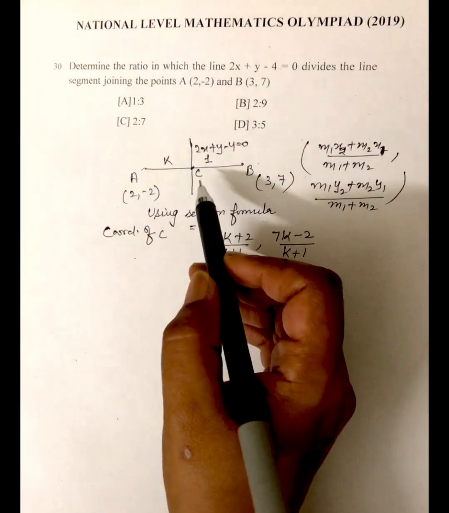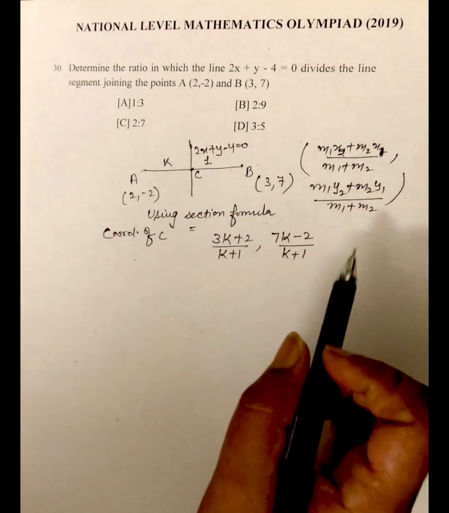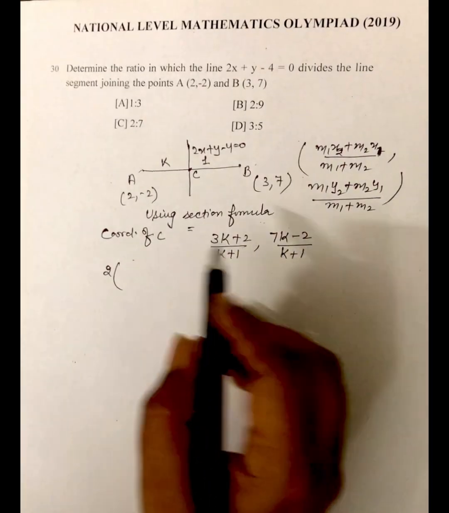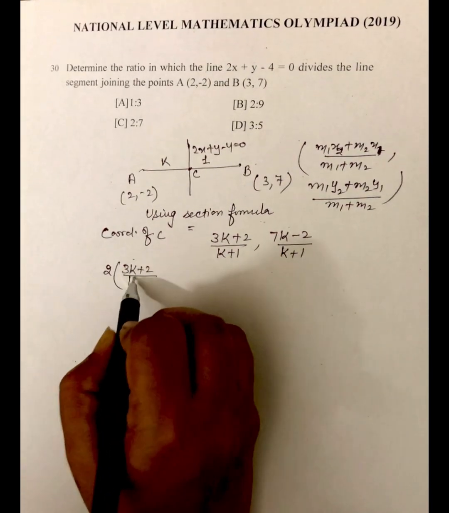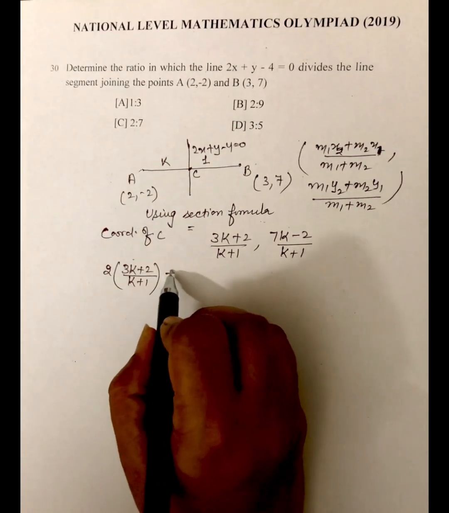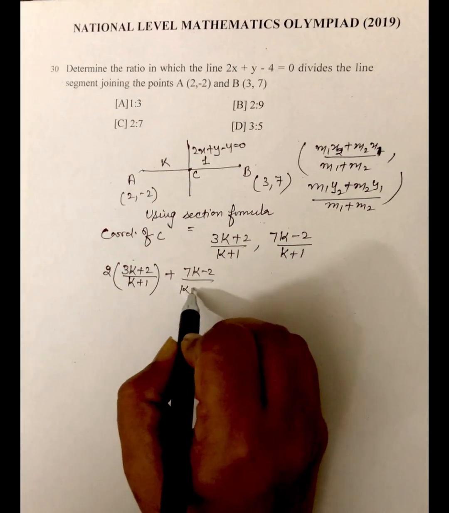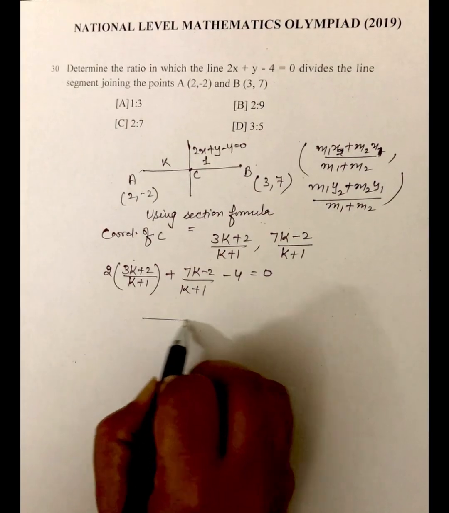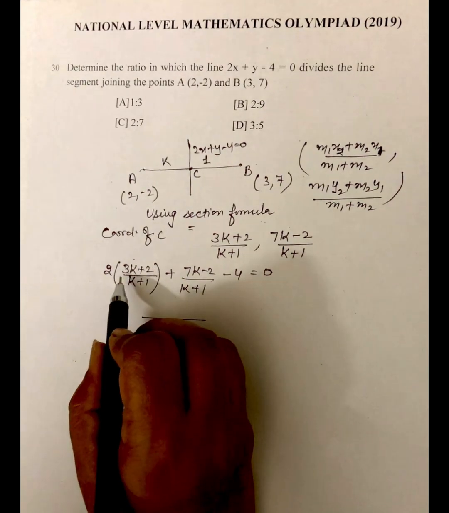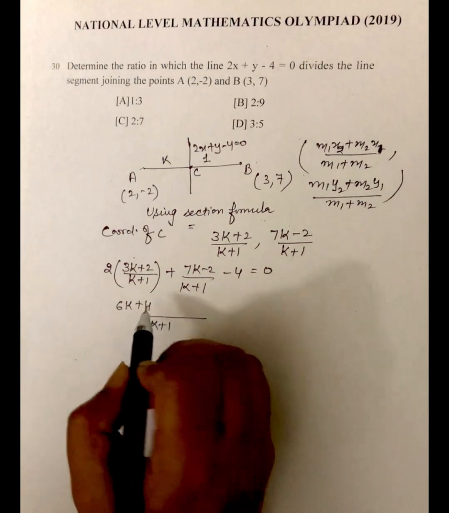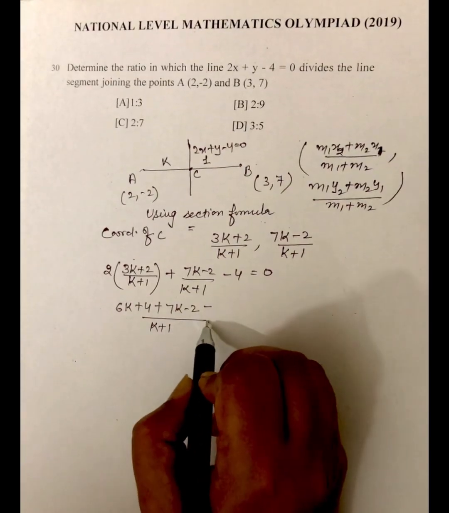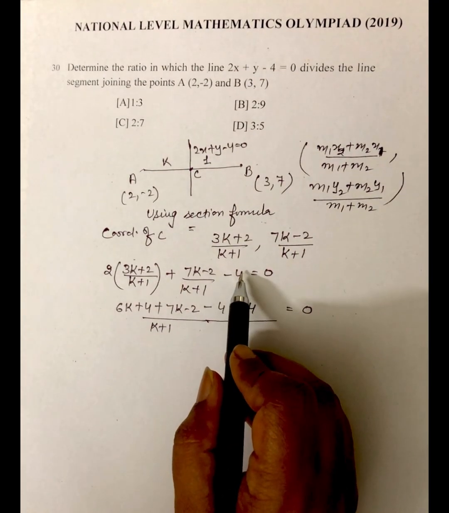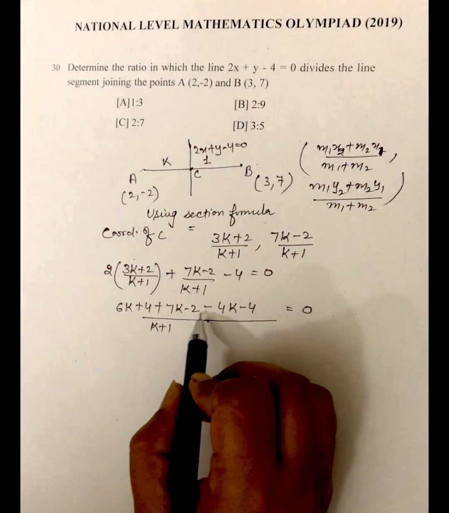Now this point C lies on the line 2x plus y minus 4 equal to 0, so it should satisfy this line. So 2 into, in place of x put (3k plus 2) upon (k plus 1), plus y, (7k minus 2) upon (k plus 1), minus 4 equal to 0. Now solve this. It becomes k plus 1 in the denominator, and in the numerator we have 6k plus 4 plus 7k minus 2 minus 4k minus 4 equal to 0. Take this k plus 1 in multiplication with minus 4. So the numerator should be 0.